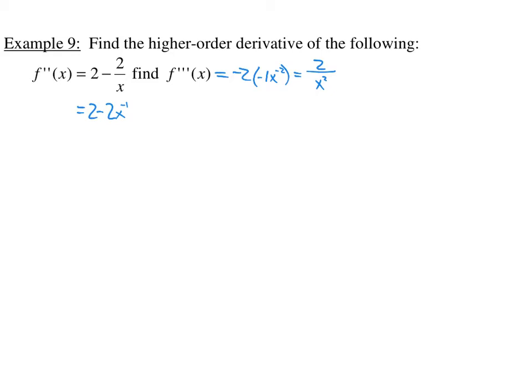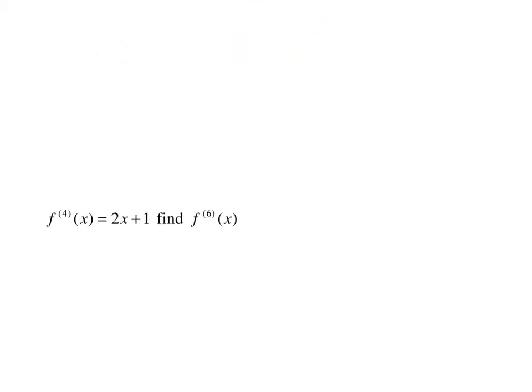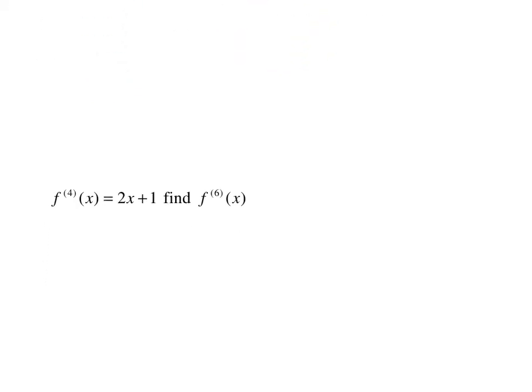Now, once you get past the third derivative, we don't keep putting slashes. It could get really messy. Once you get past the third derivative, we put the little parentheses and put a number in there. Okay? So this is the fourth derivative and the sixth derivative. Now, if I have the fourth derivative, what do I have to do in order to get to the sixth derivative? Get the fifth derivative, get the sixth derivative, or just skip toward it. Yeah, okay.